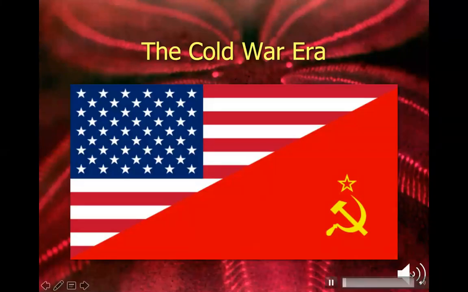The next unit that we're going to be looking at is the Cold War era. As you can see from this title slide, we have the flags from the United States and the Soviet Union. And what we want to remember as we're looking at the Cold War era is the fact that both of these countries were on the winning side of World War II, right? However, they have very different political ideologies.